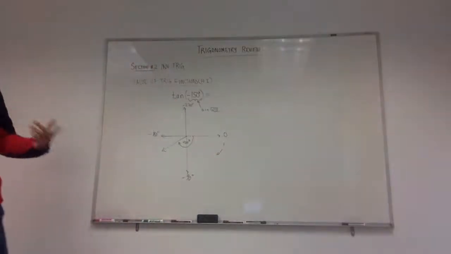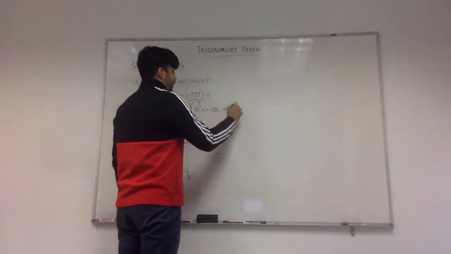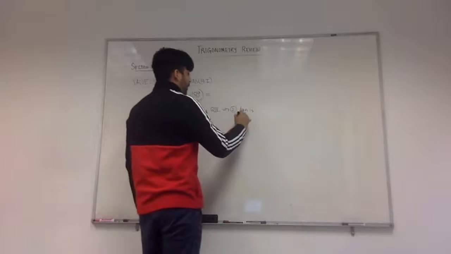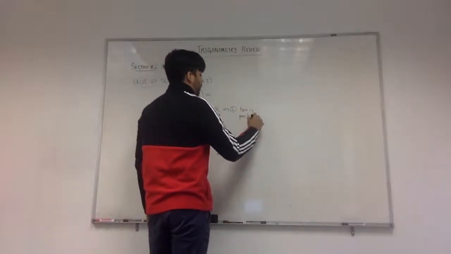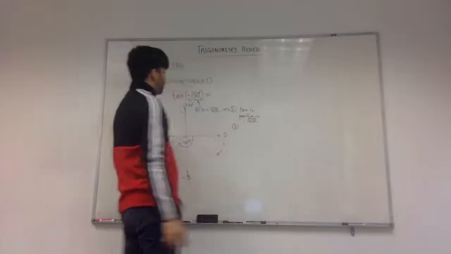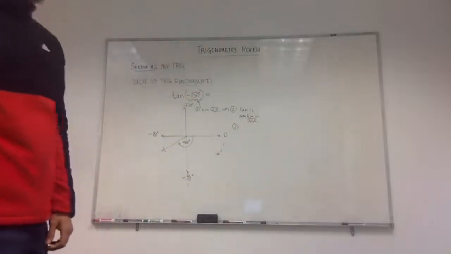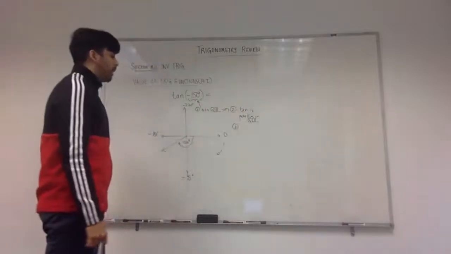Step 1. Step 2. So this is step 1. Step 2 is tangent is positive in quadrant 3. So then I don't have to worry about that negative sign anymore, right? So it's tangent. Tangent is positive there.